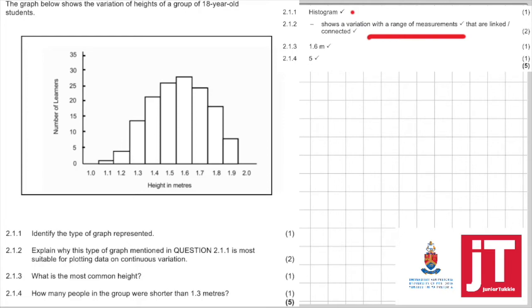Okay, what is the most common height? As you can see there, 1.6 meters. How many people in the group were shorter than 1.3 meters? So, shorter than, so how many is that? So it's here, it's about 4 and 1, so 4 plus 1 is 5.